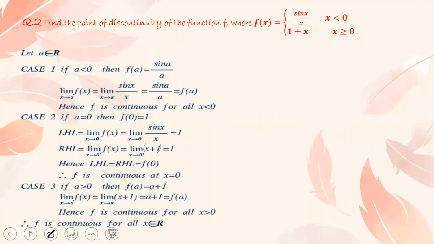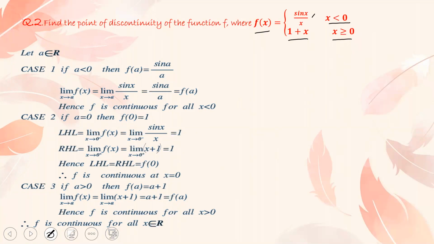Let's check the next one. Here the function is sin x upon x for x less than 0, and for x greater than or equal to 0, it is 1 plus x. Now we need to find the point of discontinuity, that is, at which point the function is not continuous.